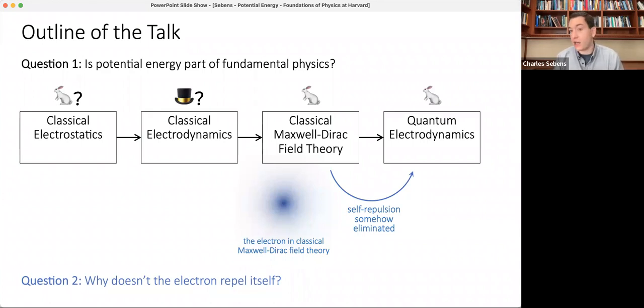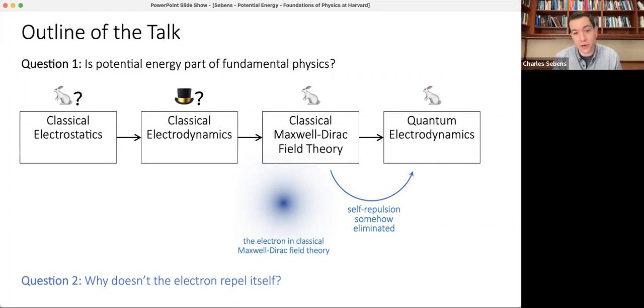So in classical electrostatics, it's common to speak of potential energy, and you might think, oh yeah, there's potential energy there in classical electrostatics. I put a question mark next to the rabbit because there are other ways to formulate or understand classical electrostatics where there's not potential energy. So maybe potential energy. With classical electrodynamics, I put the hat because it seems like potential energy has disappeared. If you look at a textbook on electrodynamics, it seems like you don't need potential energy anymore. It's not part of the theory anymore. So you get this disappearance, at least on the face of it, but a question mark again, because I don't think that's decisive.